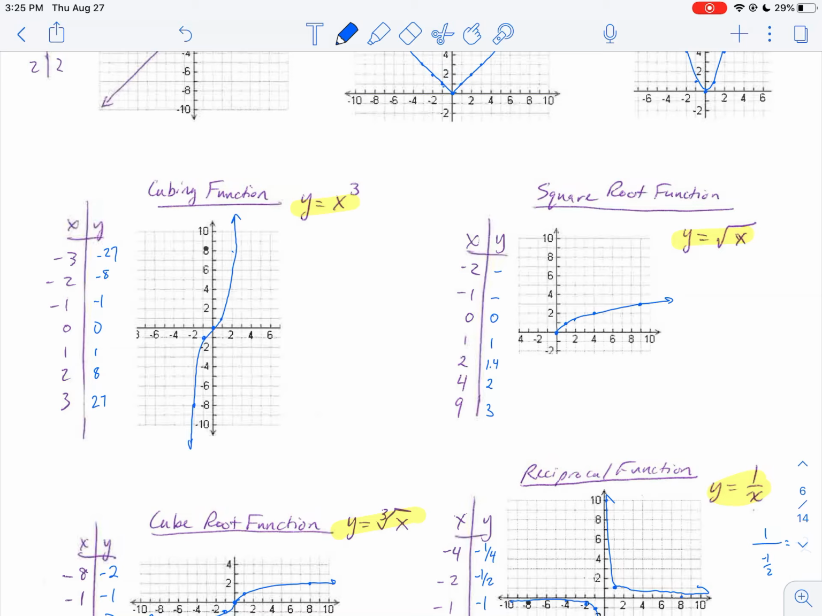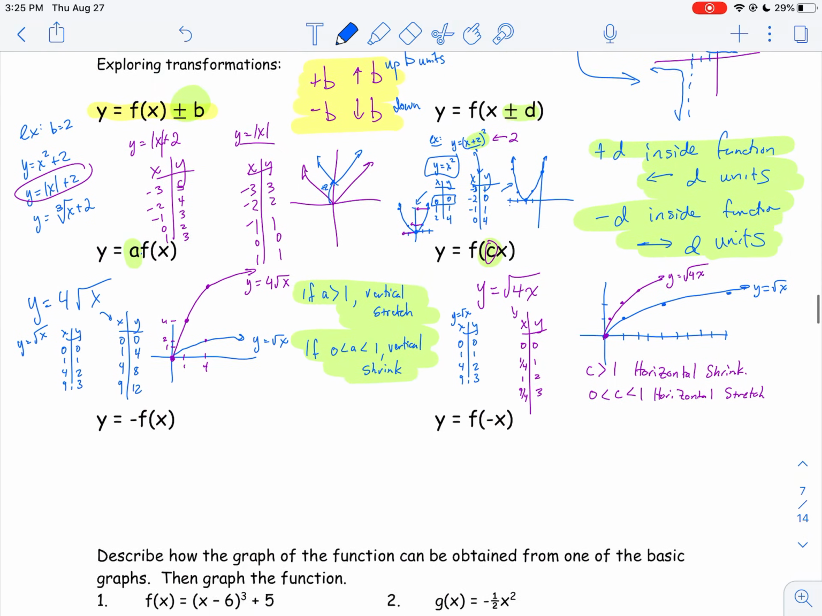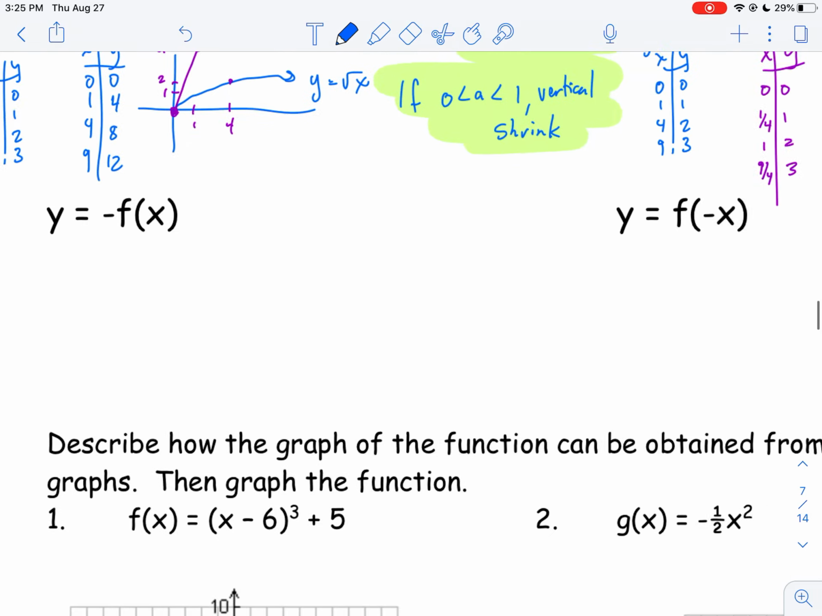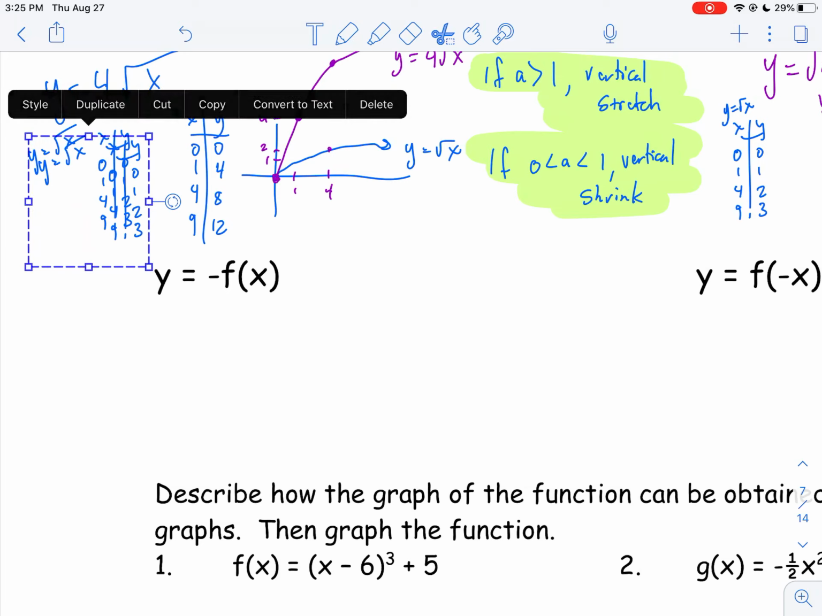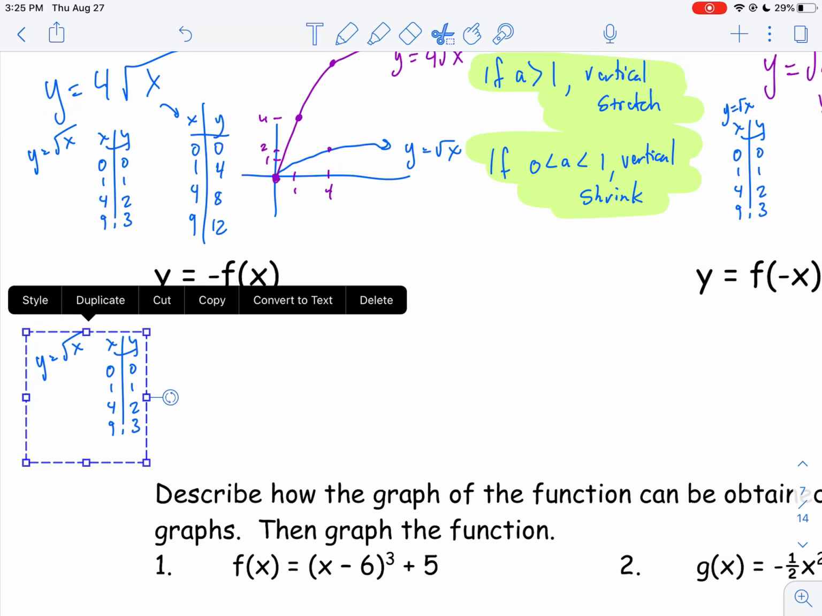Let's do y equals x cubed. No, I don't like that idea. Let's do y equals square root of x. I know we just used it, but it'll be okay. So I'd like you to think about that.